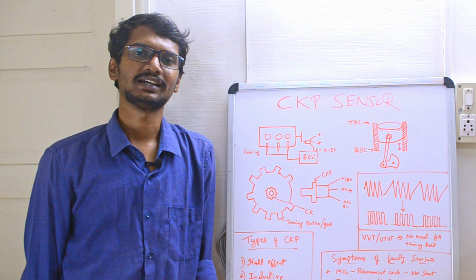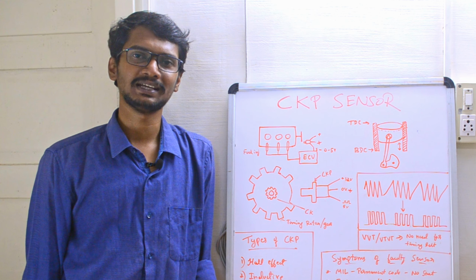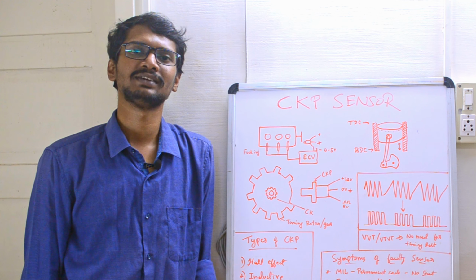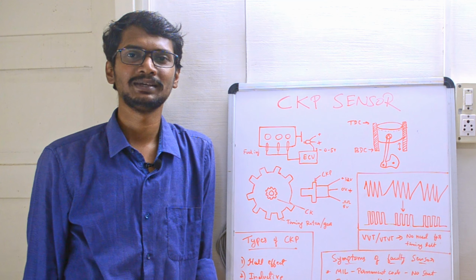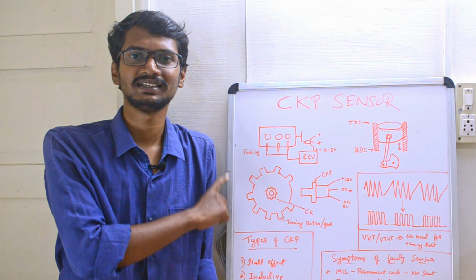In future, I'll try to make practical videos using a multimeter and oscilloscope. I'll show you the waveforms of the CKP, CMP and other sensors. At that time you will be able to correlate what you have learnt in this video.